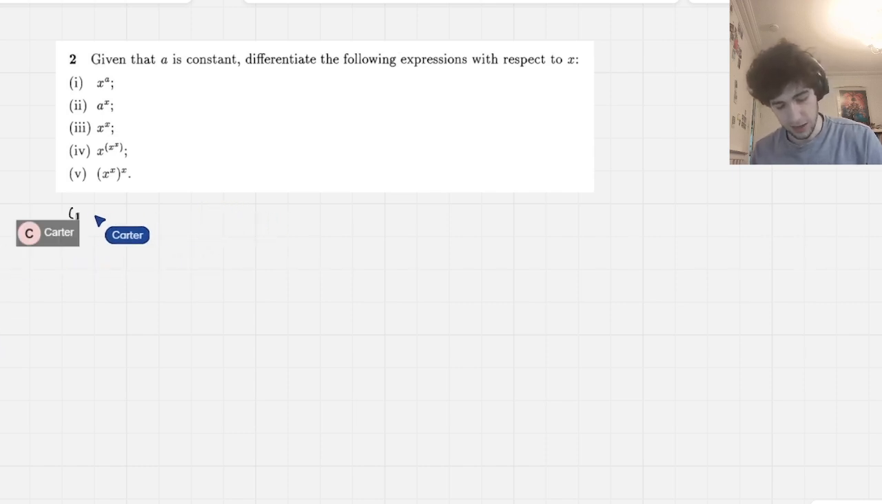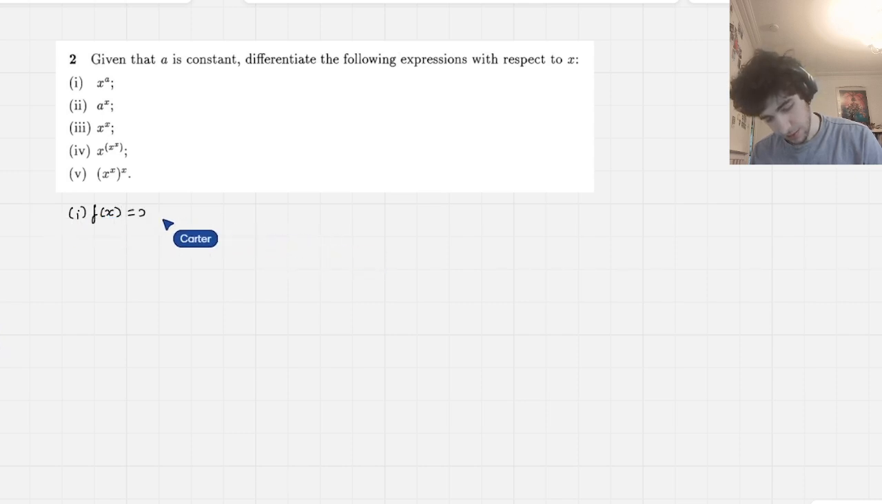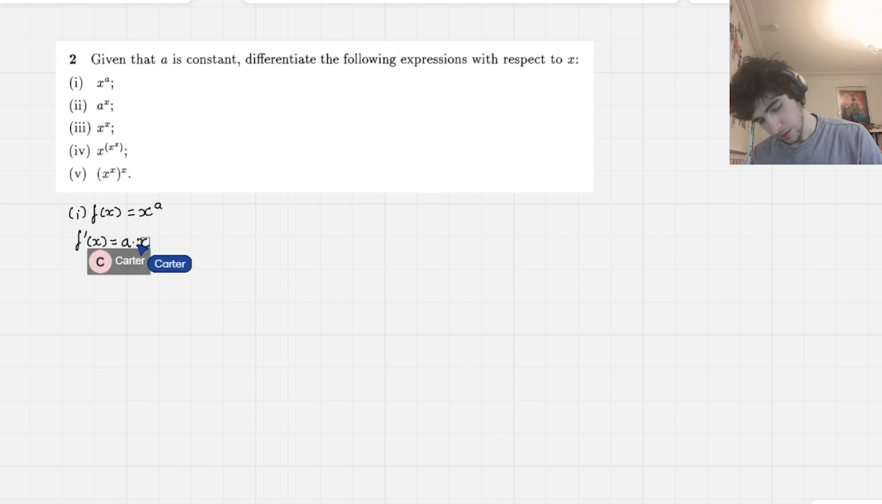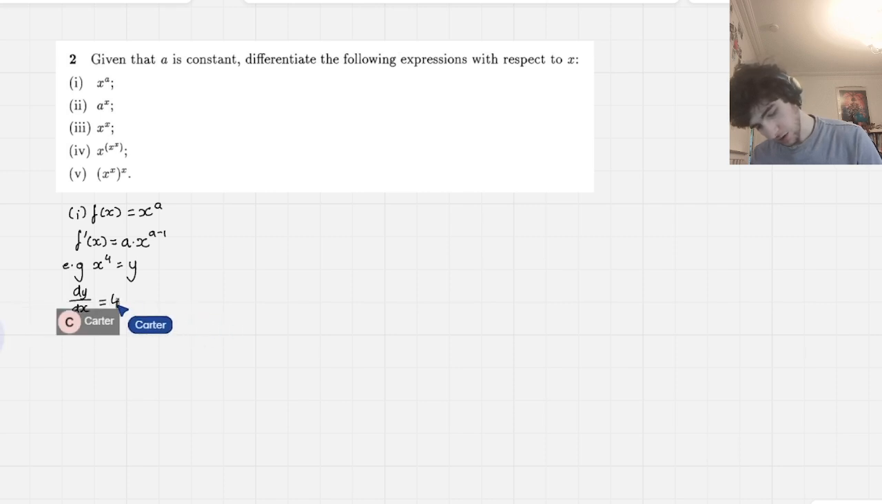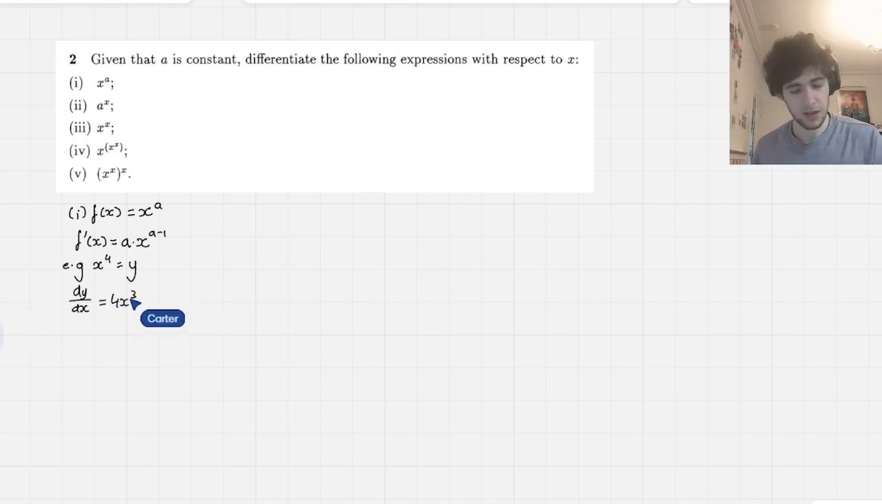So first of all, if we have f of x equals x to the power of a, then this is just the simple power rule. So f prime of x is equal to a times x to the a minus 1, right? For example, if I give you x to the power of 4 is equal to y, then dy/dx is equal to 4x cubed, right? Simple as that. This is my a, so that's the case where a is equal to 4. So I'll write here, a equals 4. That's simple enough, right?